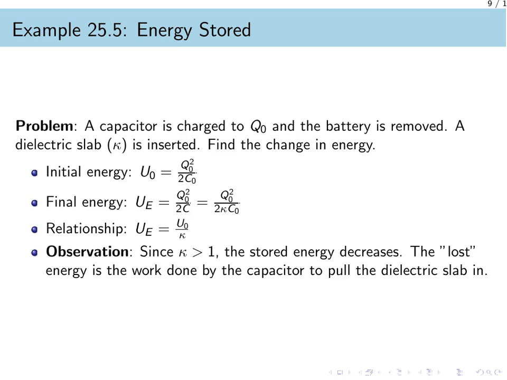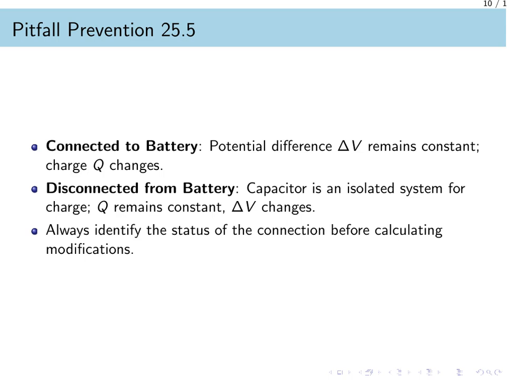Since kappa is always greater than 1, the stored energy actually decreases. This seemingly lost energy corresponds to the macroscopic mechanical work done by the capacitor as it physically pulls the dielectric slab inward. To successfully prevent errors in your physics calculations, always remember these pitfall prevention rules.